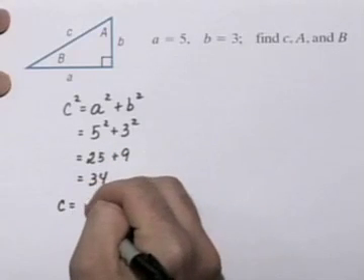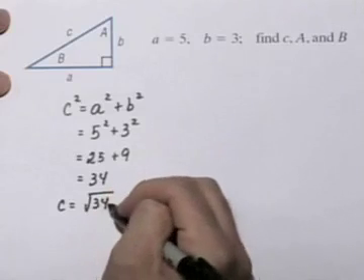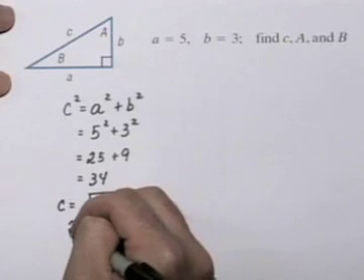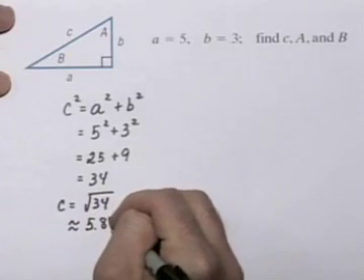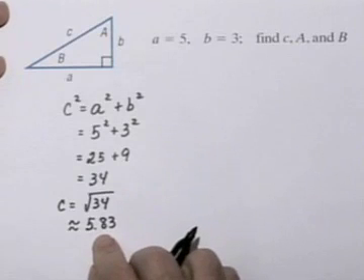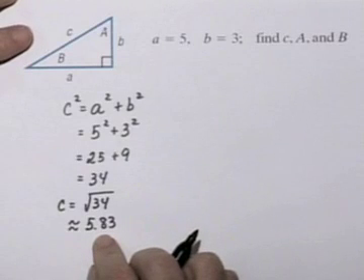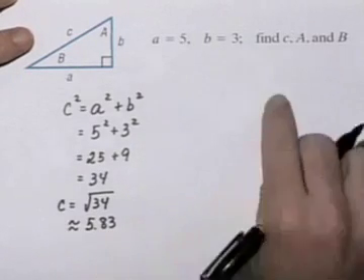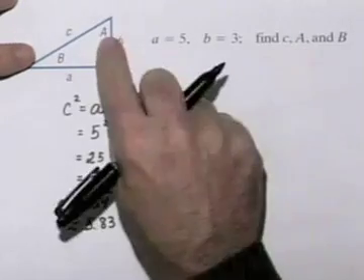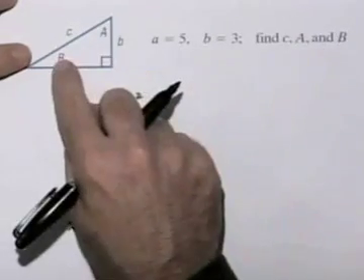Therefore, c is going to be the square root of 34 exactly, or approximately 5.83 if we express the length as a decimal rounded to 2 decimal places. Now we want to find the measure of the angle A and the measure of the angle B.